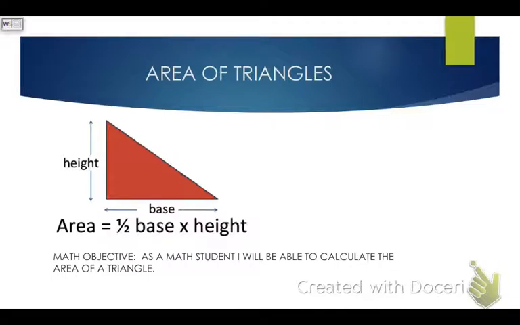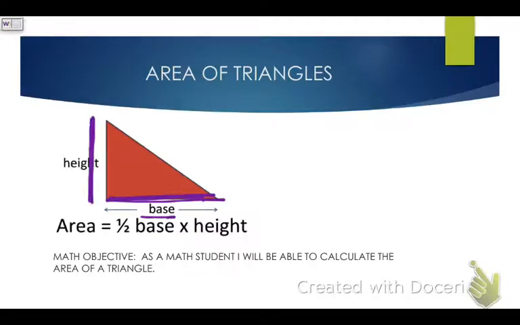Remember this, that you have a base and a height in a triangle. And the base is always what the triangle sits on, right here. This is the base, right there. It sits on that part, okay? And your height then is how high it is. How tall is the triangle?